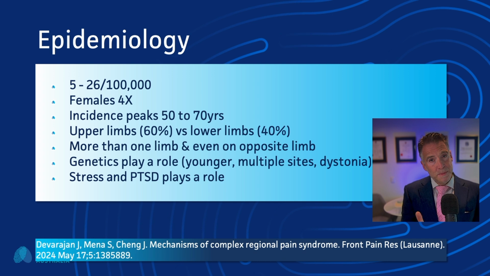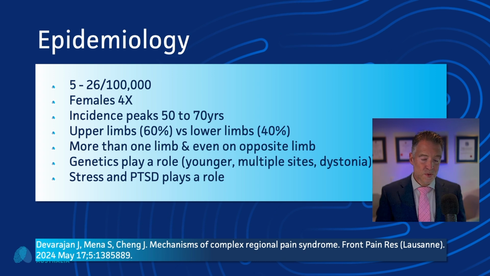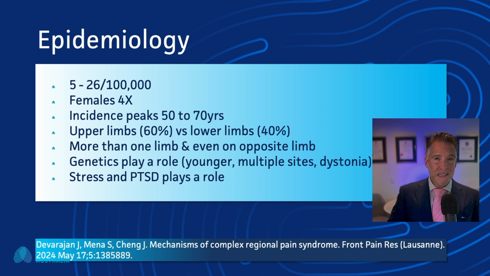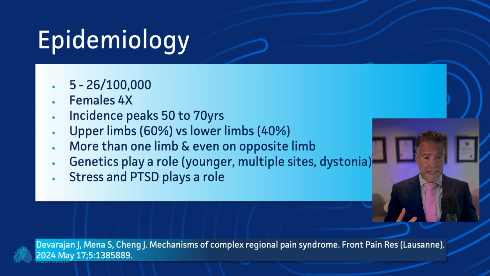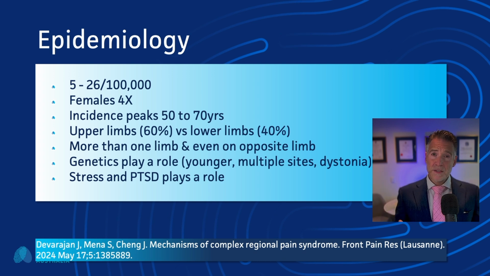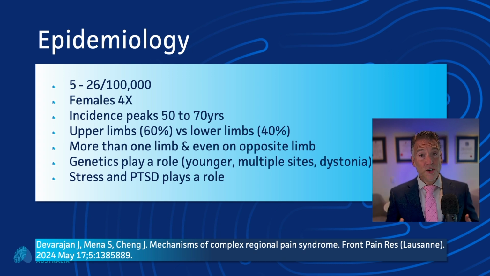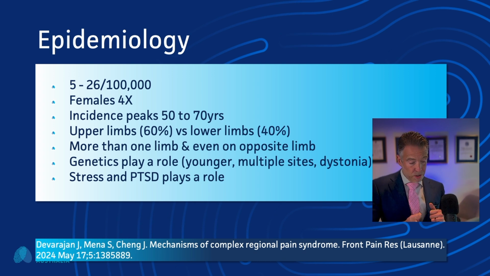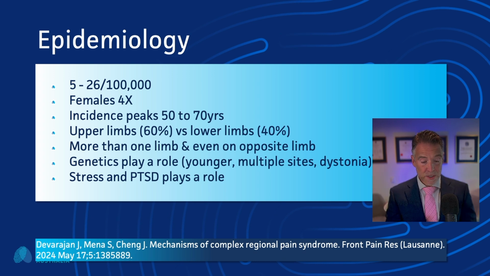It occurs generally in people that are 50 to 70 years old, but absolutely can occur in younger people as well. I haven't seen it in particularly older people, and it might be because you need to have a fairly robust immune system, which is part of the problem, which we'll come to. It generally occurs in the upper limbs more than the lower limbs, it can occur in more than one limb, and it can occur on the opposite limb. It can cross over to the other side of the body as well.